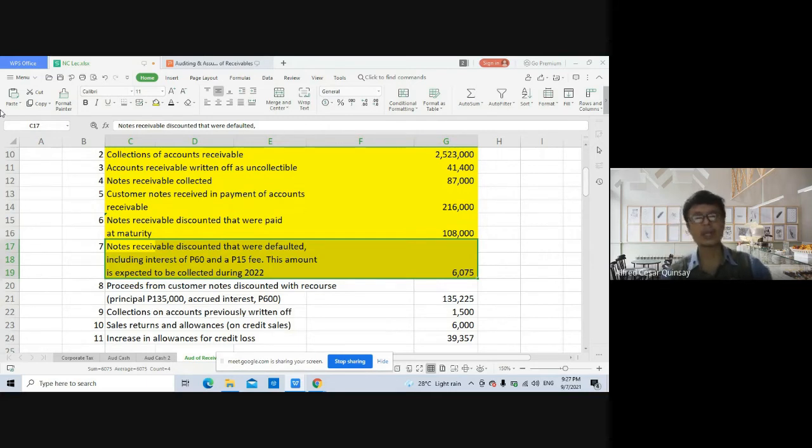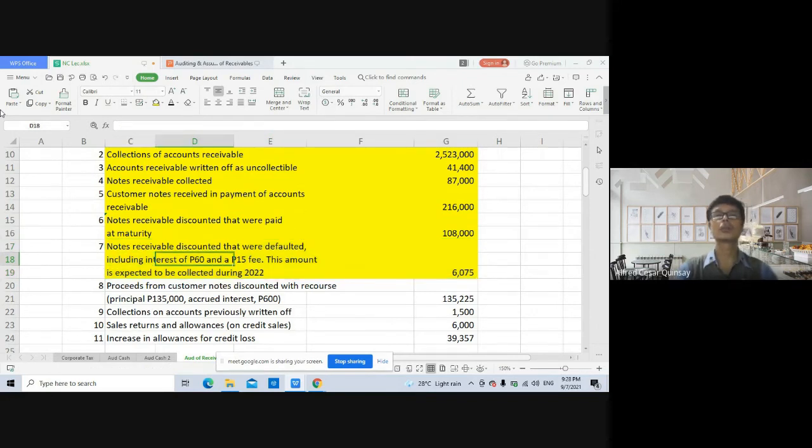Okay, so by debiting it to notes receivable discounted. Now, pagka ganitong na-dishonor, no? Ibig sabihin, when a promissory note matures and is not paid, it is said to be dishonored. Theoretically, dishonored notes receivable should be removed from the notes receivable account and transferred to accounts receivable. So the amount debited to accounts receivable should include the face amount of 6,000 plus yung 60 and 15, which in total is 6,075, no?